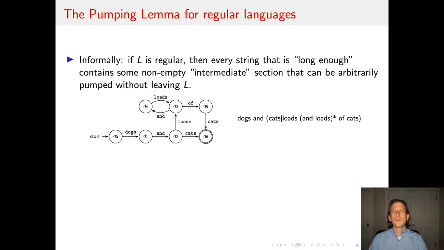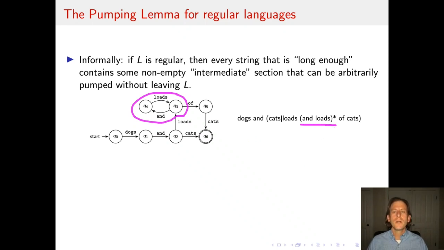Okay, and the pumping lemma informally says that in order for a language to be regular, it has to have the following property. Every string that is long enough in some sense has to have some non-empty intermediate section that can be arbitrarily pumped. That is, you can use it as few or as many times as you want without leaving the language. And in a finite state automaton or in a regular language, that notion of a repeatable intermediate section is actually quite manifest. So in a finite state automaton, it's a loop. So this loop you can use 0 times, 1 time, 2 times, as many times as you want. In a regular expression, it's a Kleene star.